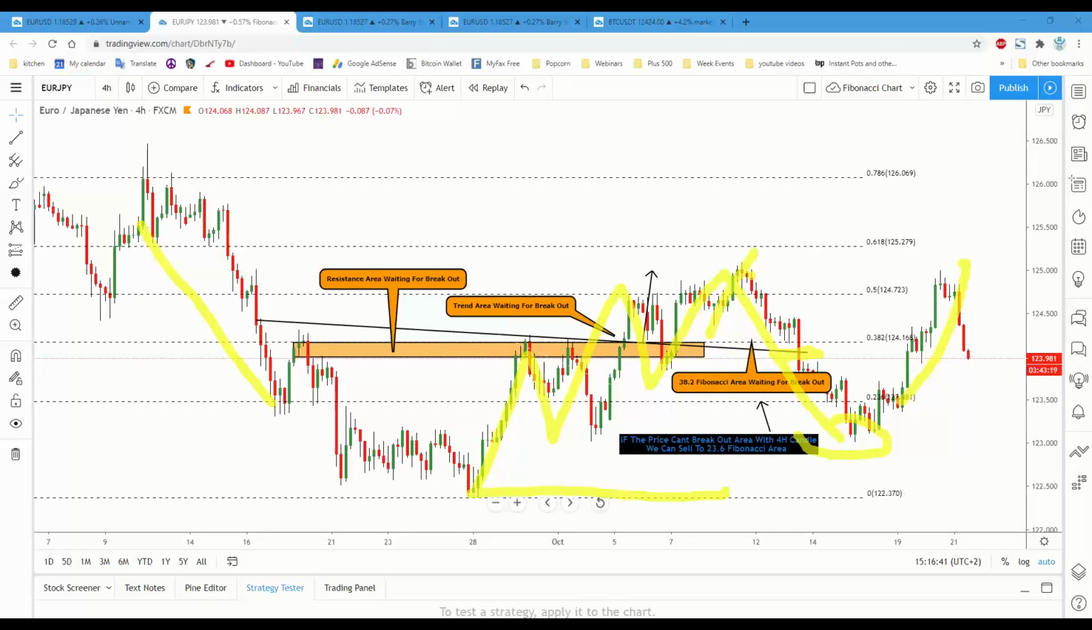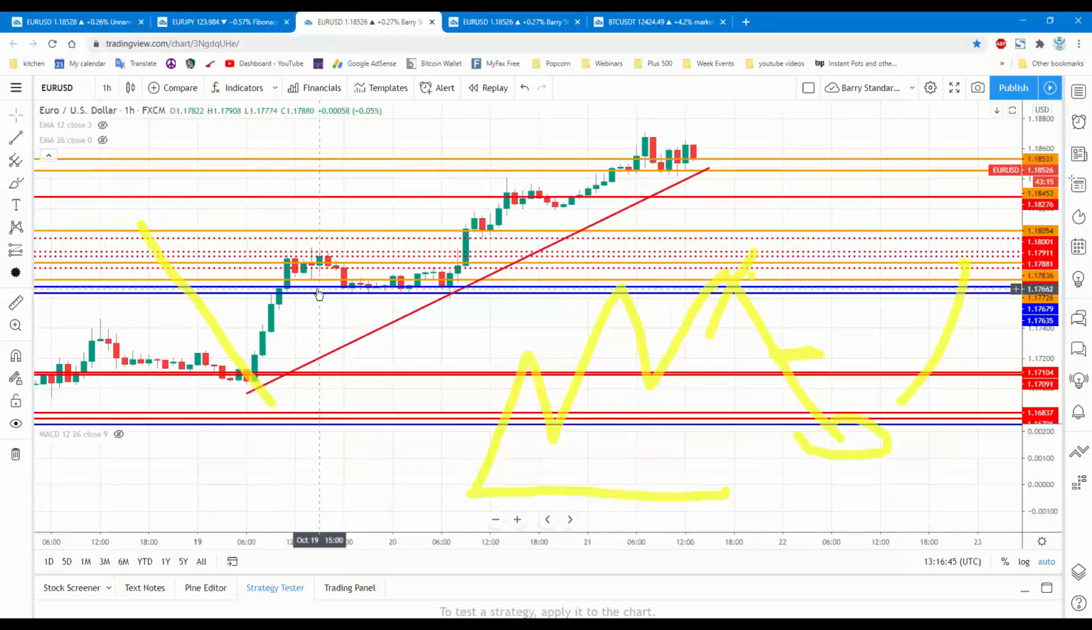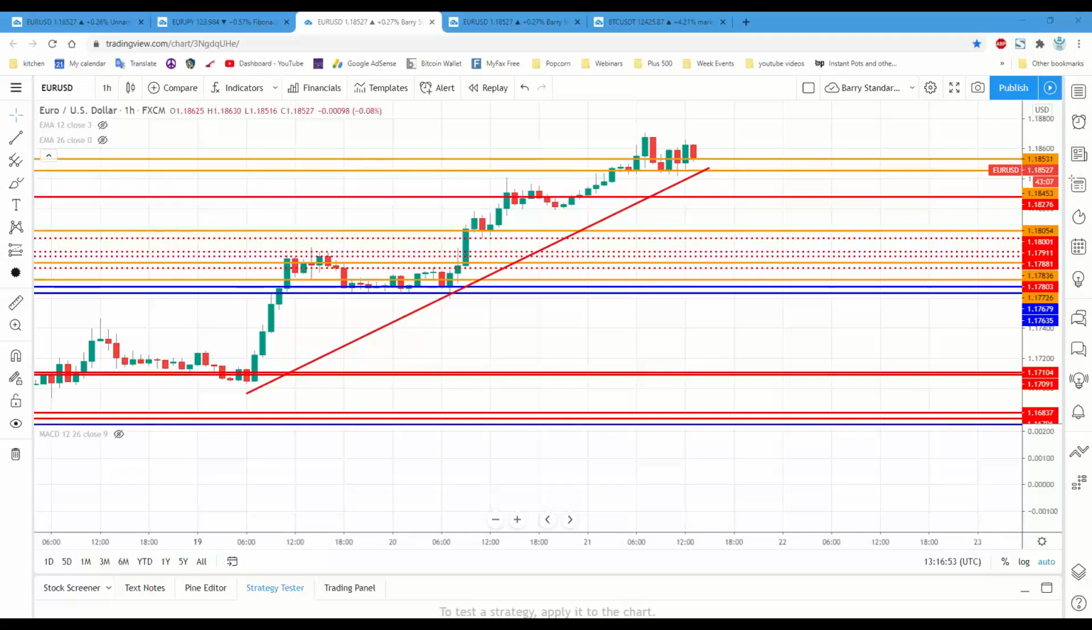But the more defined you find these trends, the more well-developed they are, sometimes the better you can trade. Now we have the Euro US dollar short-term chart. Push, ease, push. Now we're going to be looking for an ease. Now we're looking at a 1-hour chart.